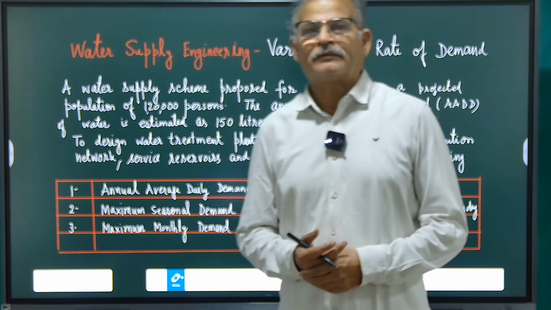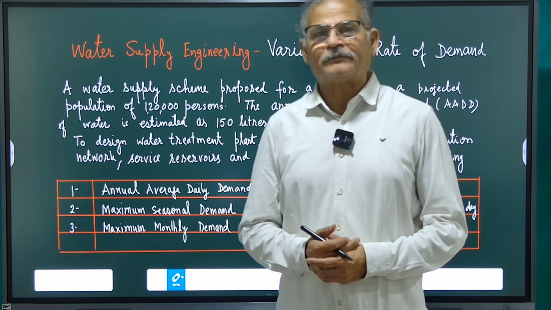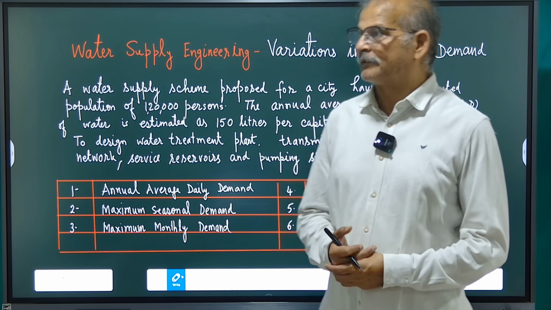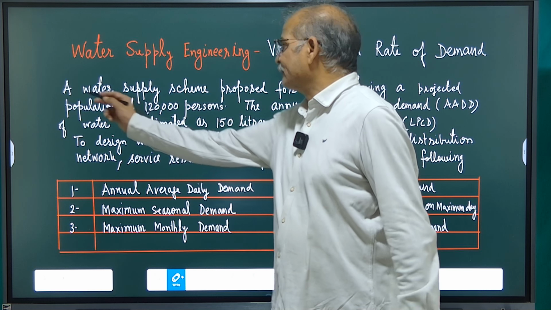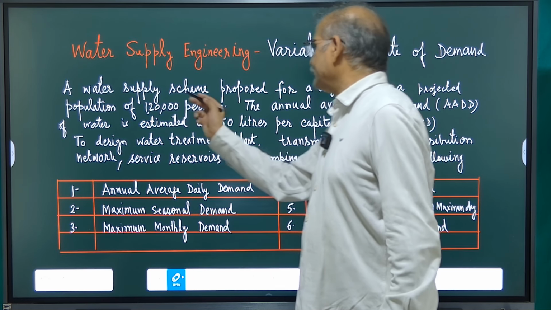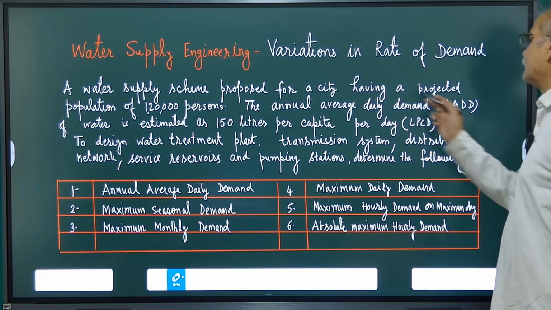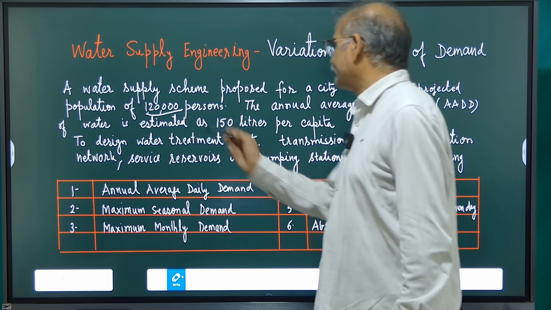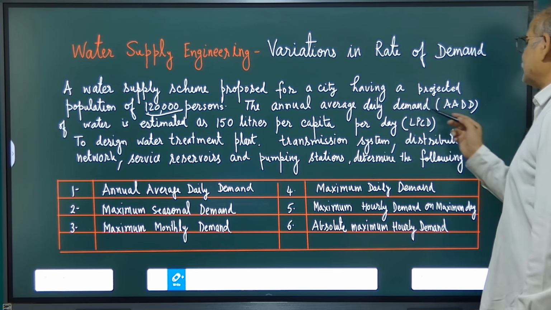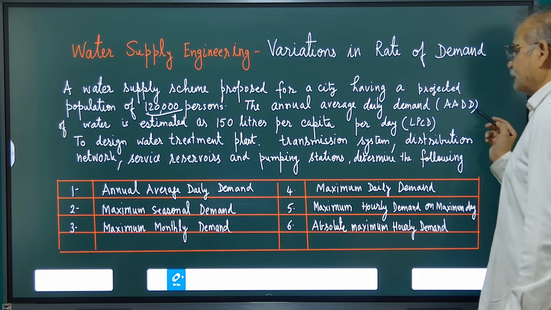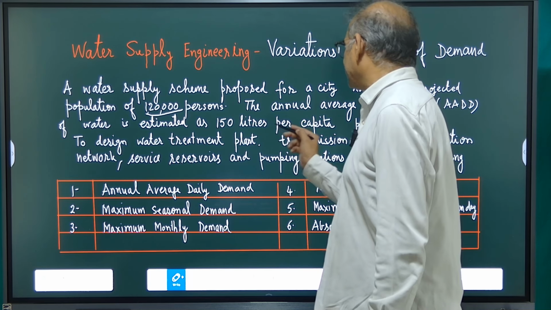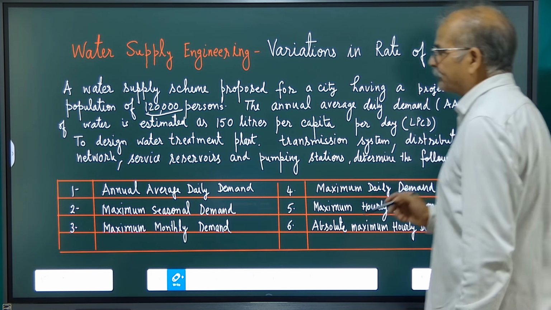In today's session, we will be solving a problem statement on variations in rate of water demand. Problem statement is like this. A water supply scheme proposed for a city having a projected population of 1,20,000 person. The annual average daily demand, that is AADD, of water is estimated at 150 liters per capita per day.